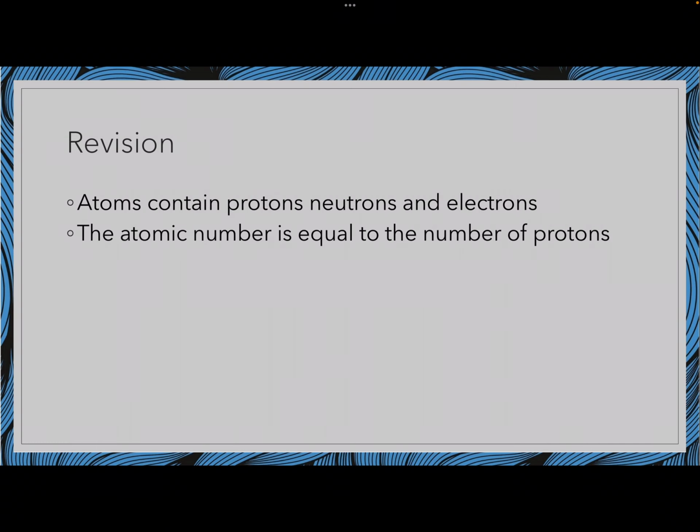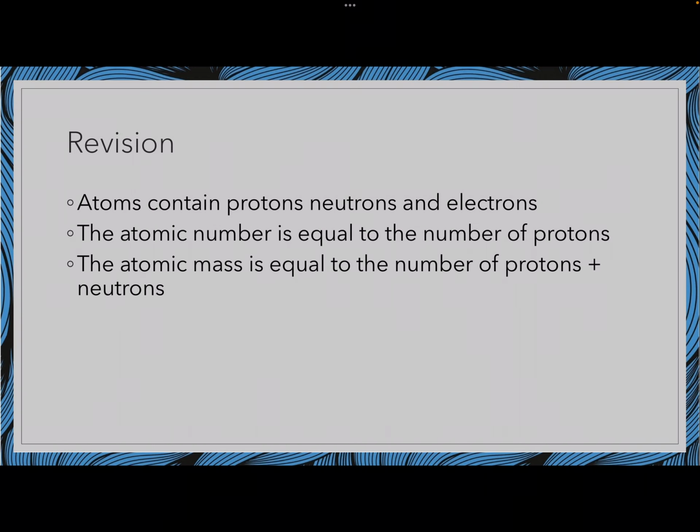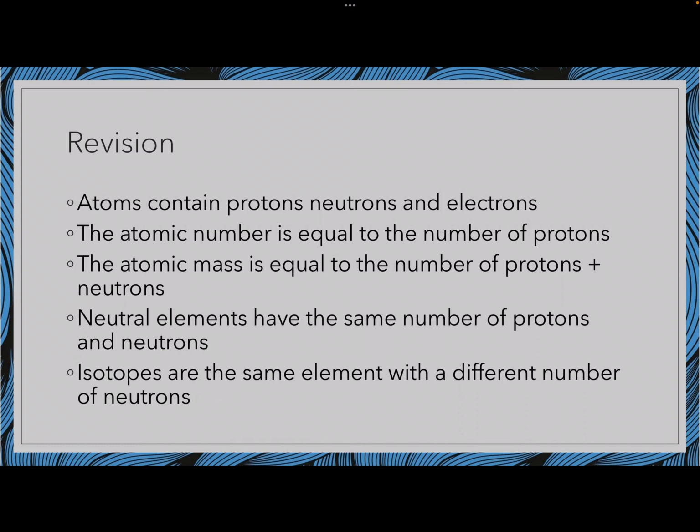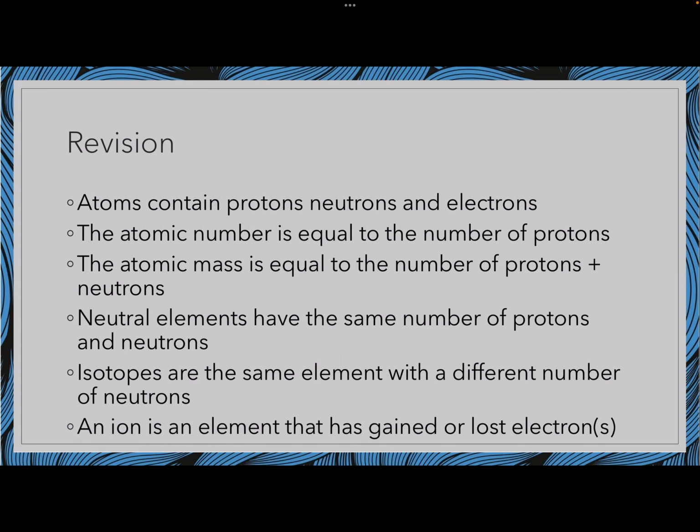Firstly, atoms contain protons, neutrons, and electrons. The atomic number is equal to the number of protons. The atomic mass is equal to the number of protons plus neutrons. Neutral elements have the same number of protons and neutrons. Isotopes are the same element with a different number of neutrons. And an ion is an element that has gained or lost an electron, or more than one as well. So lose one or multiple, gain one or multiple.